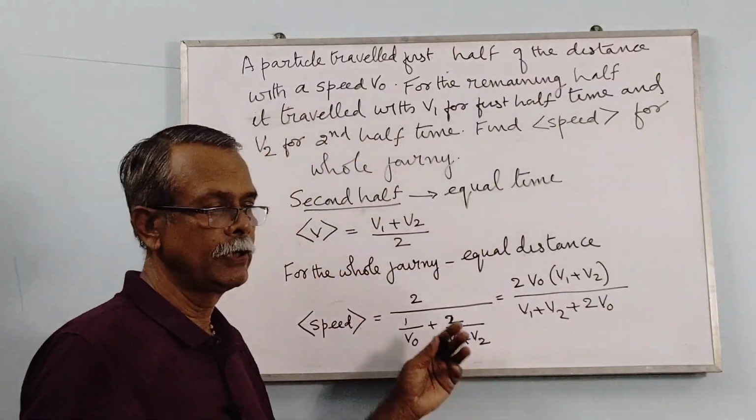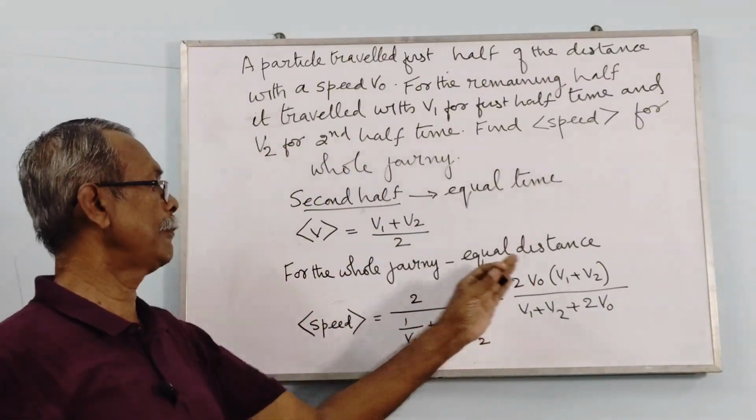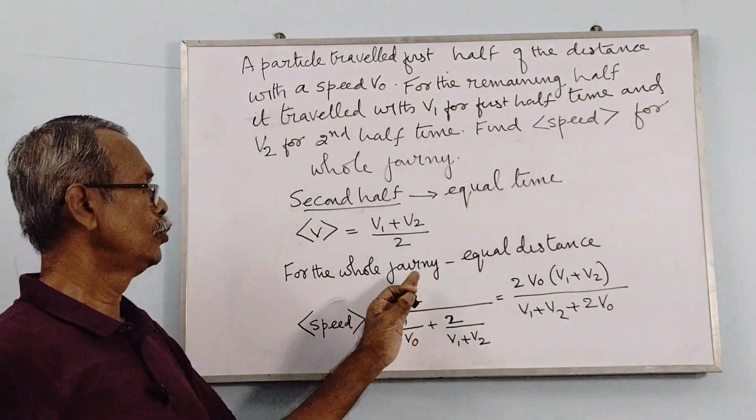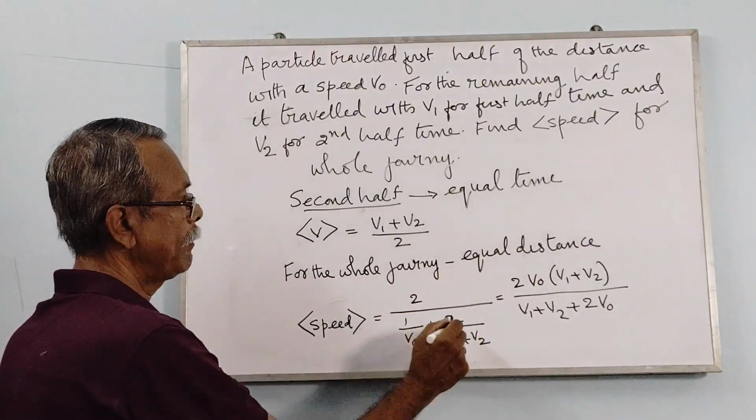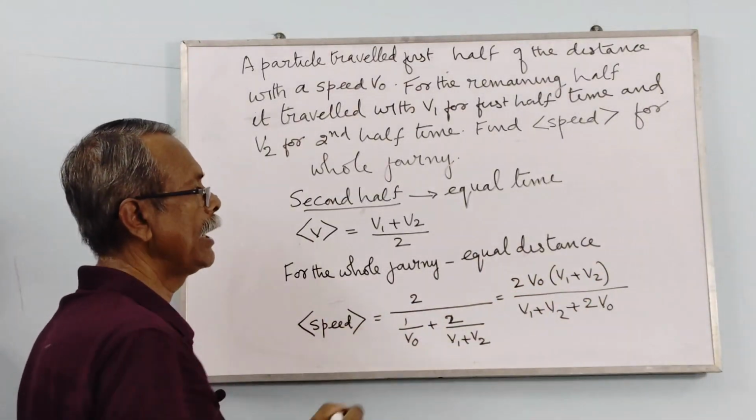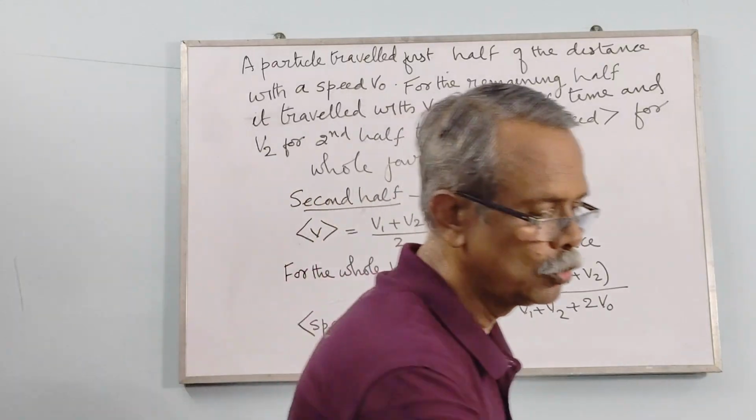So the answer is 2v0 multiplied by v1 plus v2, divided by v1 plus v2 plus 2v0.